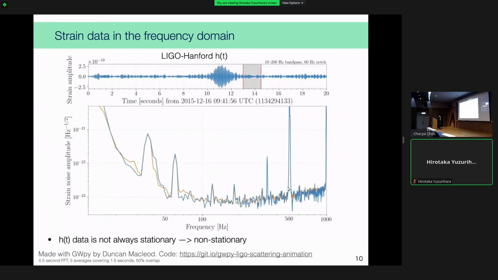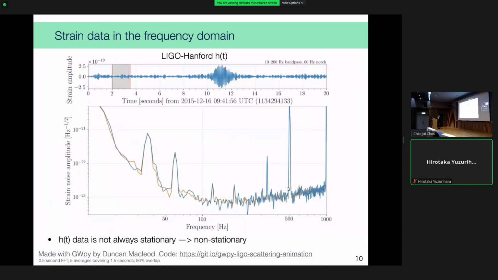When the gray region arrives at 10 seconds to 12 seconds, you can see the bump around 10 hertz to 100 hertz. Yeah, you can see the bump in the frequency domain. So this kind of non-stationary noise sometimes happens. The important point is this bottom one: strain data is not always stationary. So we should also consider non-stationarity.